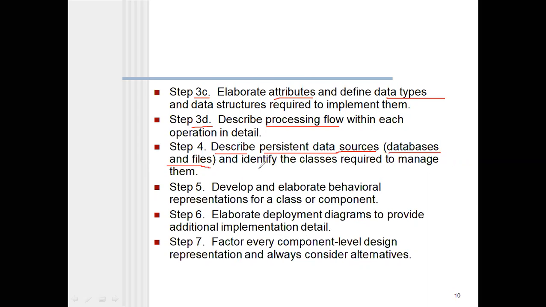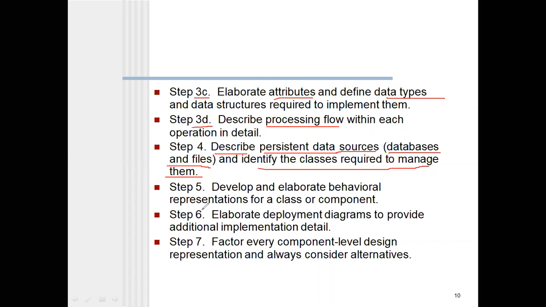And also you need to identify the classes required to manage them. If you want to store the data into the databases, which kind of classes you are going to use to store the data. If you want to retrieve the data, which kind of functions or classes are used to retrieve the data from memory. So you need to identify those classes also. That is the organization of data into the memory of a project.